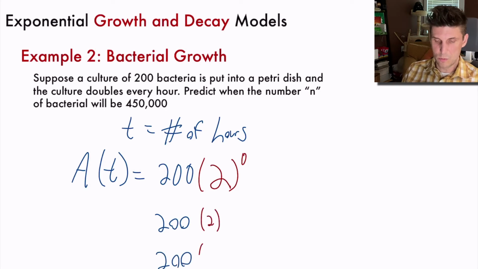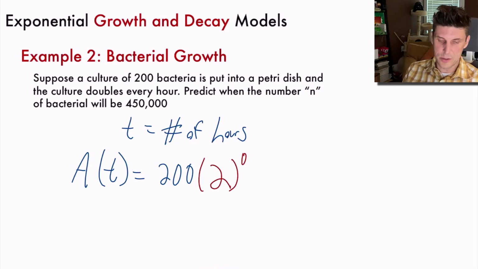times 2 to the first, to the second, right? That's how we're going to compute every hour, because it's doubling every hour. So after 1 hour, it's just going to be 200 times 2 to the first. After 2 hours, it's going to be 200 times 2 times 2, which is 2 to the second, and so forth. So we know that's going to be 200 times 2 to the t power, right? So A of t is going to equal 200 times 2 to the t.